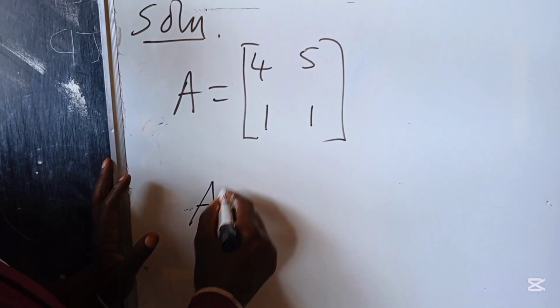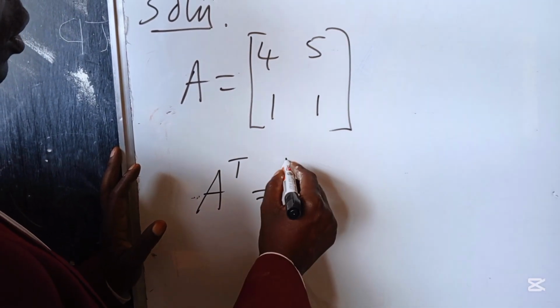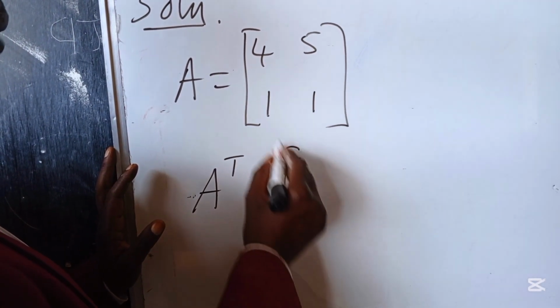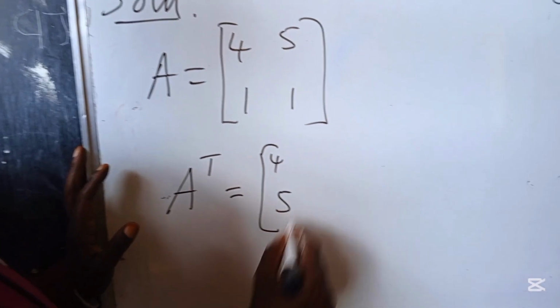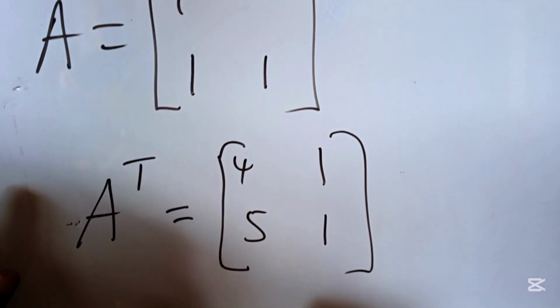So meaning A to the power capital T. The row which is 4, 1 becomes a column. So that is 4, and then 1 on 1. So that's the thing. It means we have transposed.